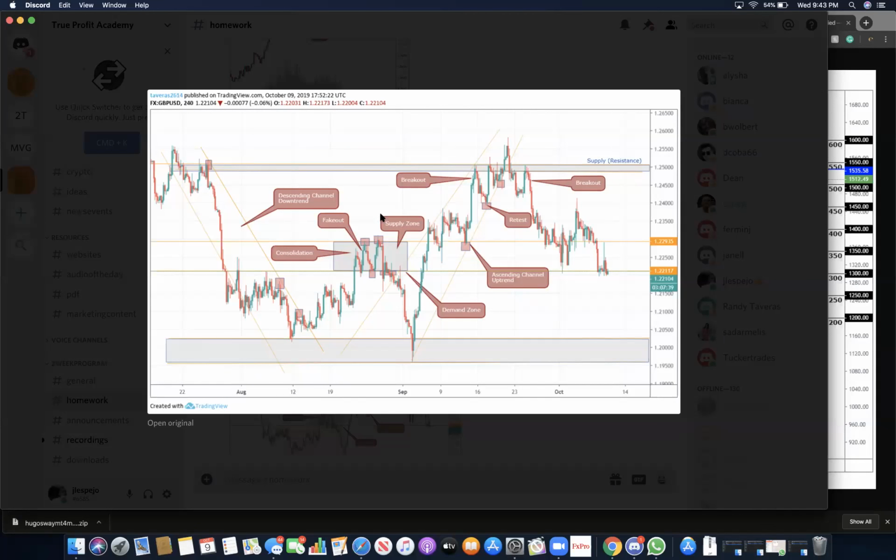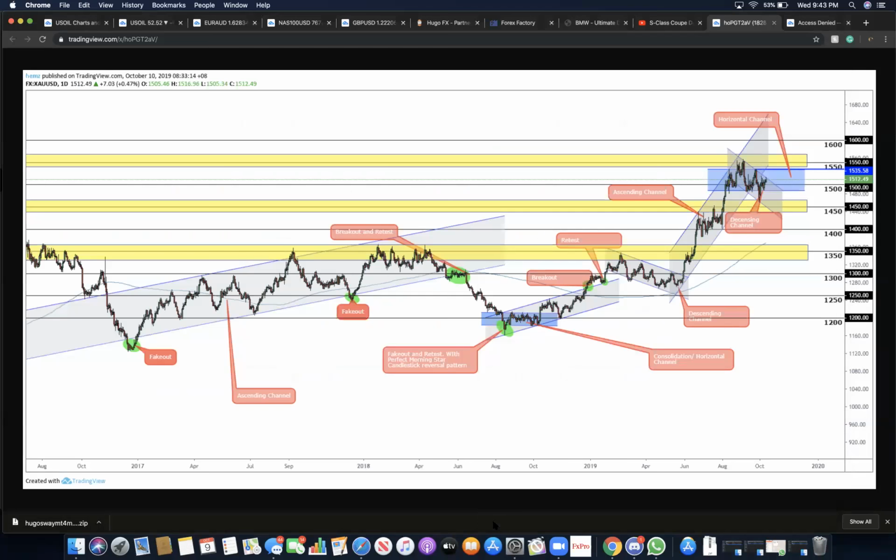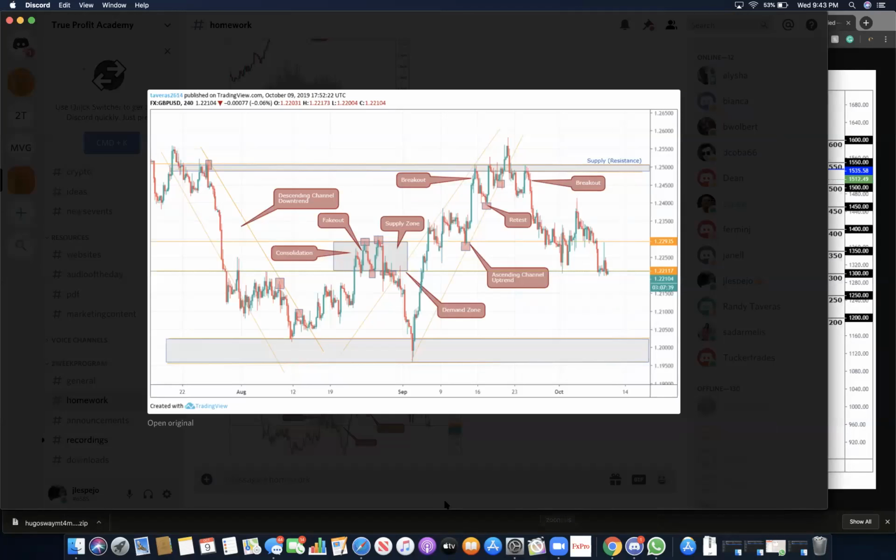Perfect. As always, good job on identifying the zone. Very clean on that supply zone. As you can see where the market faked out of here, this is where the retest occurred. This was the breakout, the retest, and the continuation. The market consolidated here, came back up one more time, retested the actual zone, and then dropped.